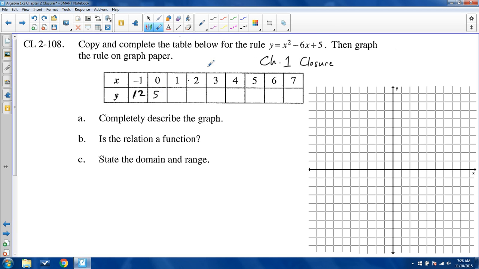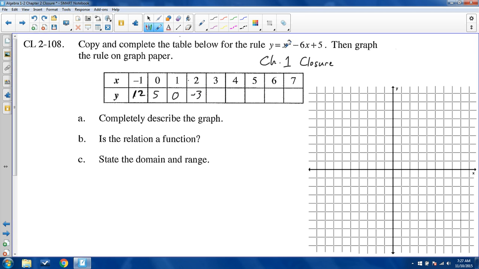0, 5. When x equals 1, 1 squared is 1. -6 times 1 is -6. 1 minus 6 is -5. -5 plus 5 is 0. When x equals 2, 2 squared is 4. -6 times 2 is -12. 4 minus 12 is -8. -8 plus 5 is -3.